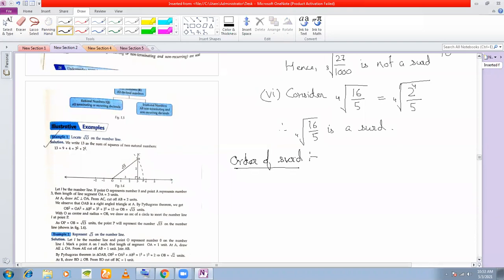What do you mean by the order of a surd? The order of the radical in a surd is called the order of the surd.